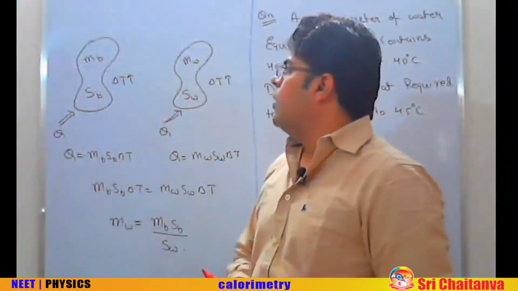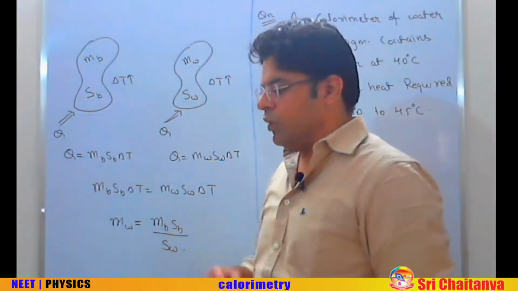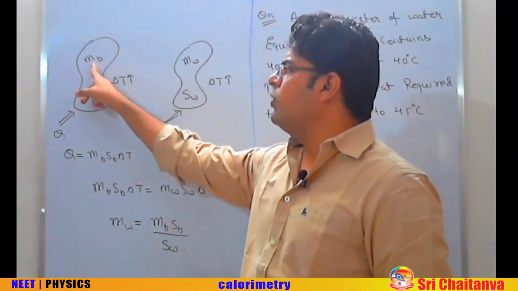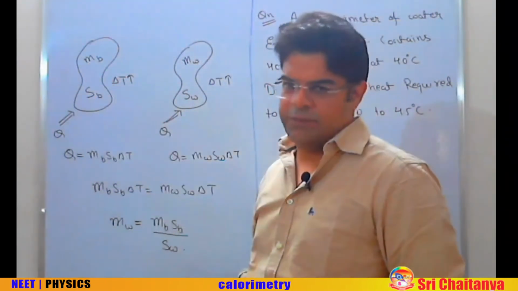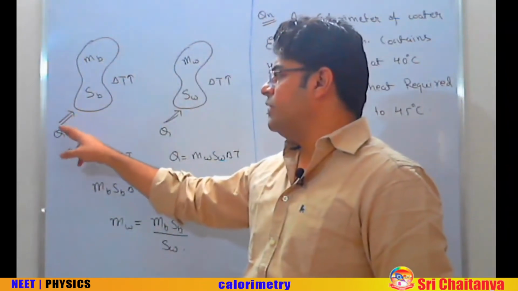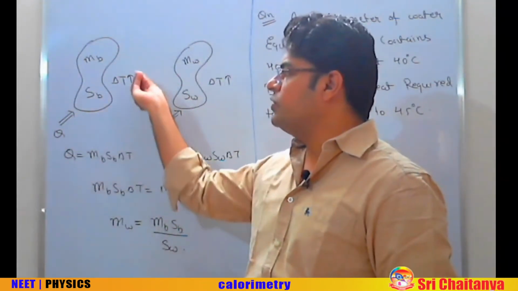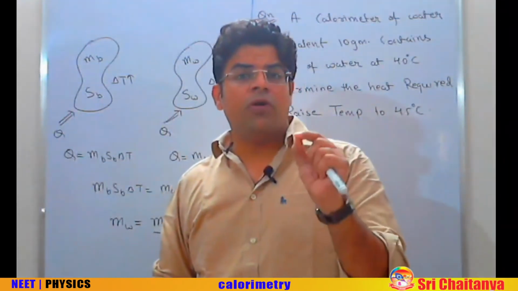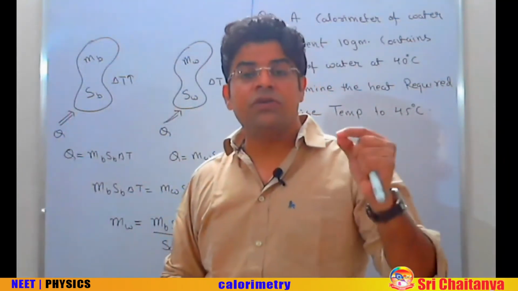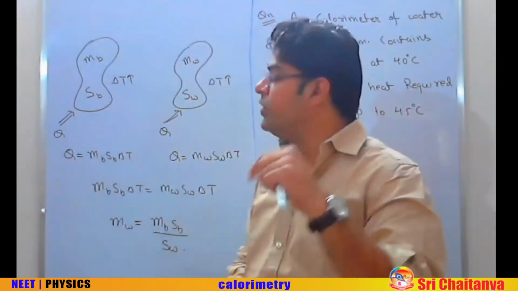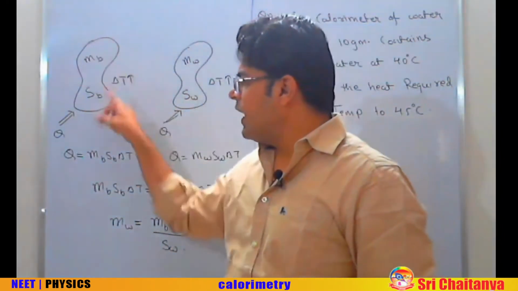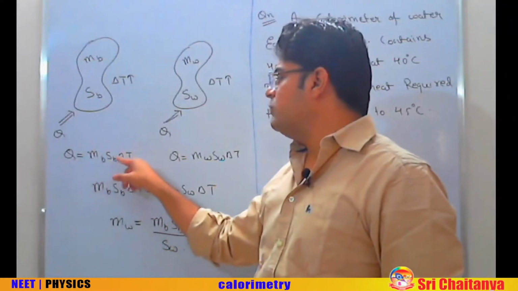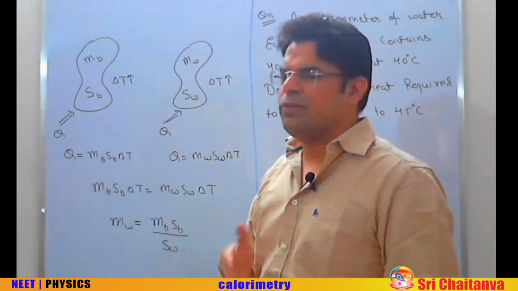So how to find the water equivalent of a body? Let's say we have a body of mass m_b having specific heat s_b. We provide it with some heat Q, and because of this heat Q, the temperature rises by delta T. The water equivalent of a body is the amount of water that should be placed so that it shows the same rise in temperature for the same heat input. So for this body, I can write the heat given equals mass of body into specific heat of body into delta T, Q equals m s delta T.